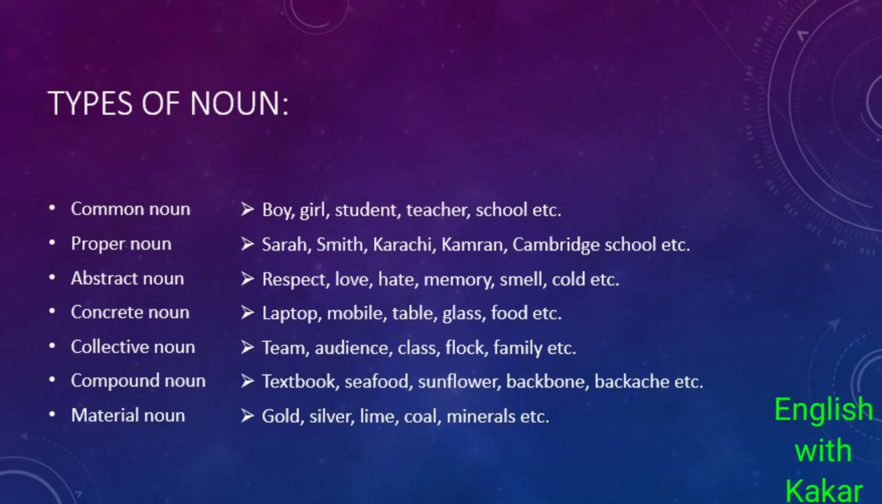An abstract noun is something that we cannot see or touch, but we can only feel it. For instance, respect. I have a lot of respect for you people because you watch my channel, you learn from me, you are my students, you are my followers.